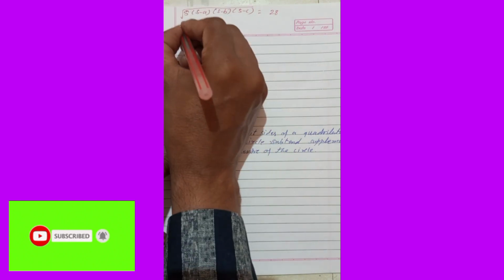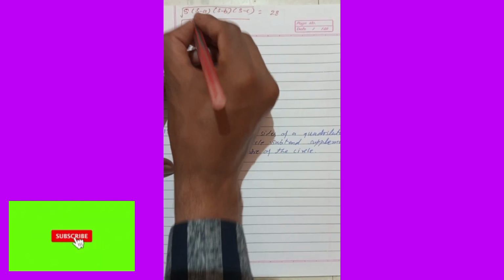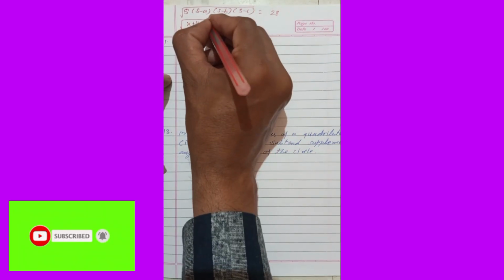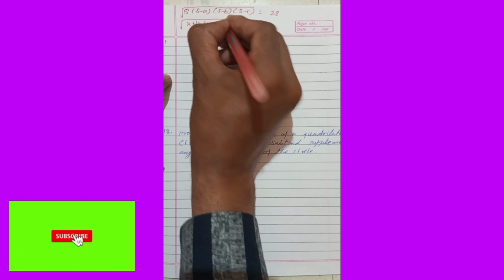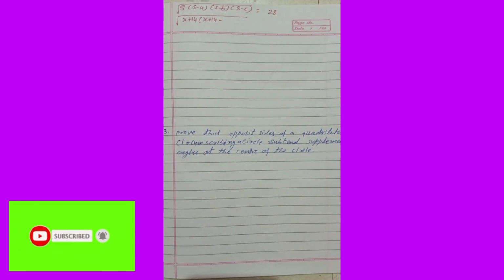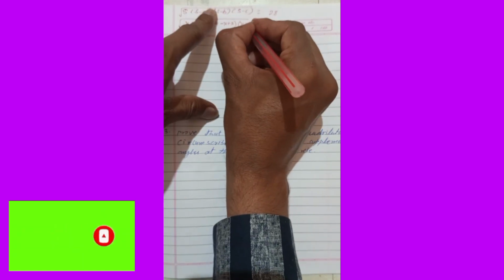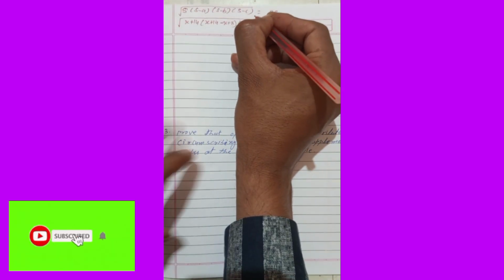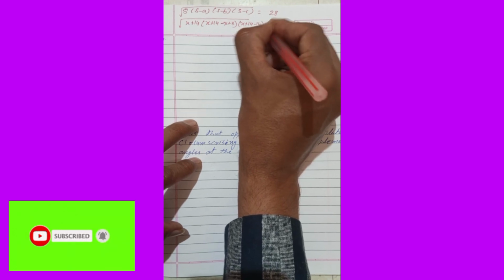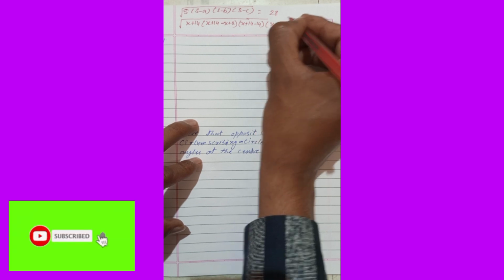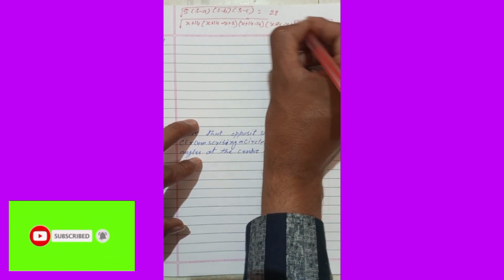S is equal to x plus 14. So x plus 14 into x plus 14 minus the A side, which is x plus 8. Then x plus 14 minus the B side, which is 14 only, into S minus C, where C is x plus 6.